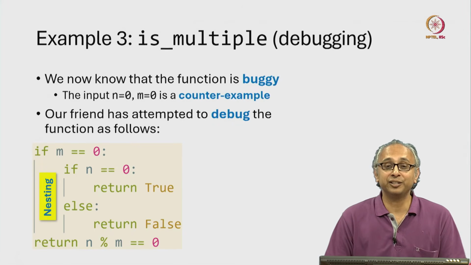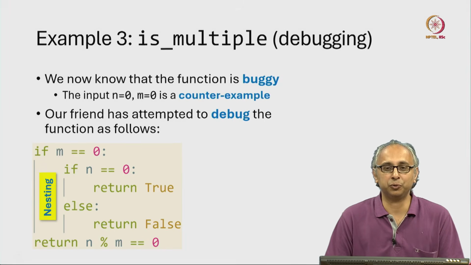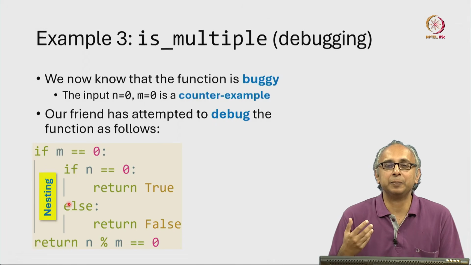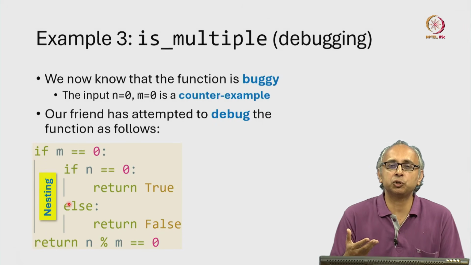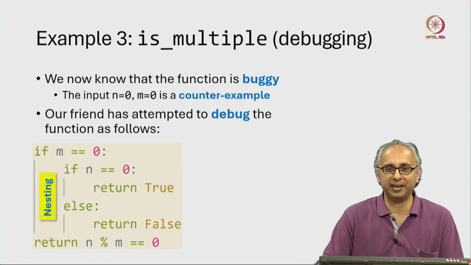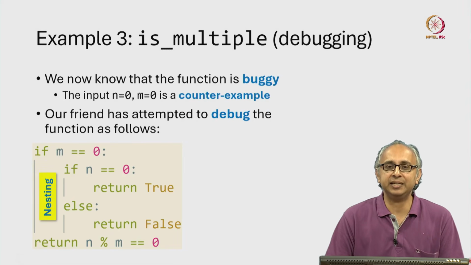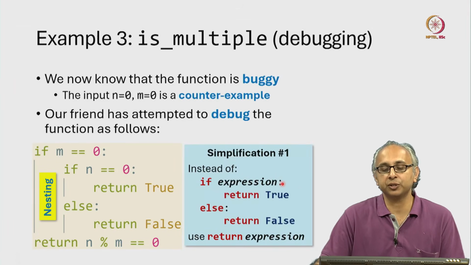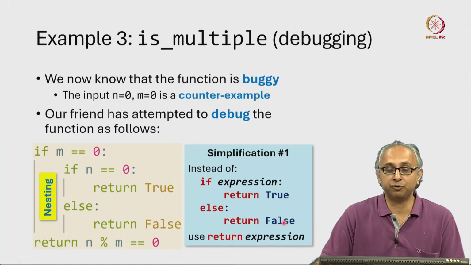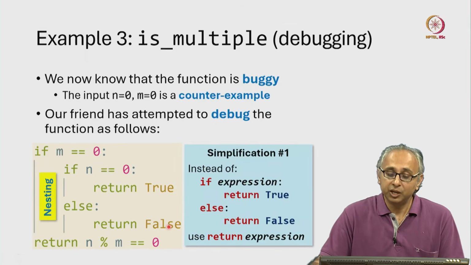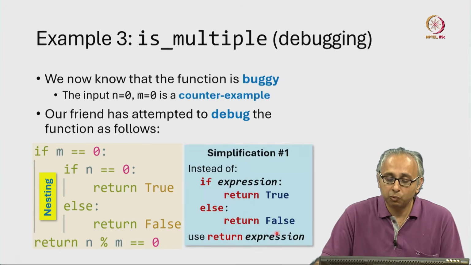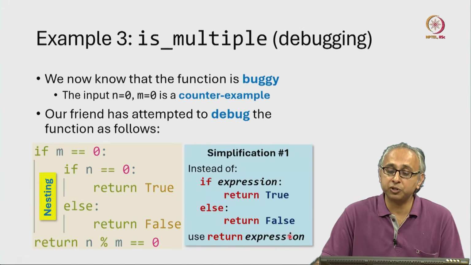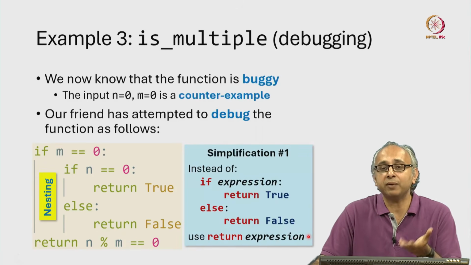Now it turns out that our friend could actually have simplified this code. This kind of nested if condition can quickly get quite messy, and programmers do try and make sure that their code is as easy to read as possible. So here is a handy tip. Whenever you find yourself writing code like this, if some expression return true, otherwise return false, that's what we have over here, you can simplify this to just say return whatever that expression is. If that expression is true, you want it to return true. If that expression is false, you want it to return false. So just return whatever that expression is.